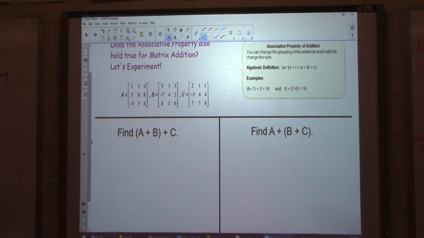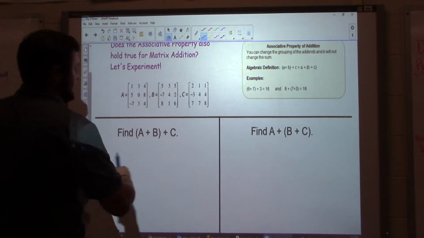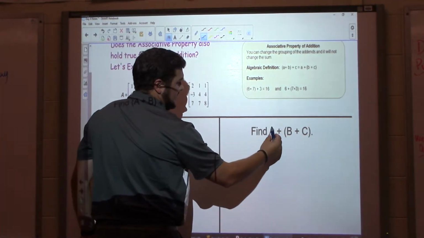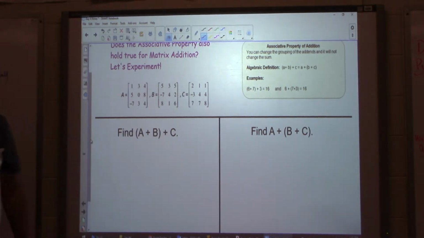So add the matrices, right? B plus C, add them first, then add A if you're the second part. I mean, just add them all together. We're going to see when we compare if they're the same.